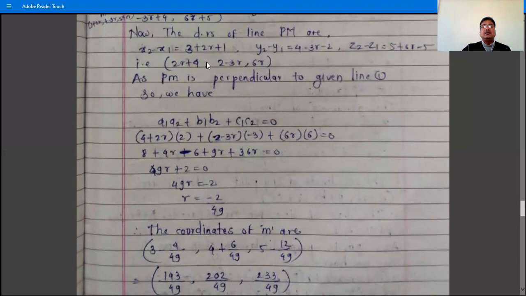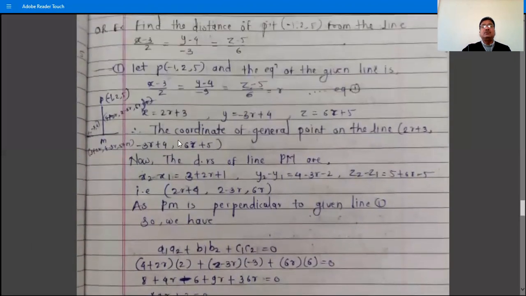2R plus 4, 2 minus 3R, and 6R after simplification. So these are the direction ratios of line PM, and the direction ratios of the given line are 2, minus 3, 6.